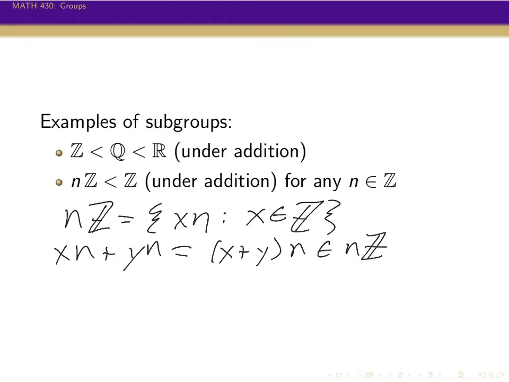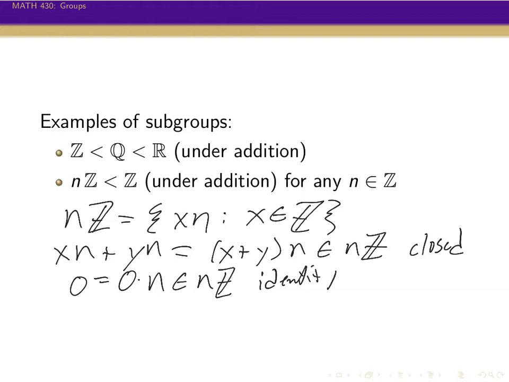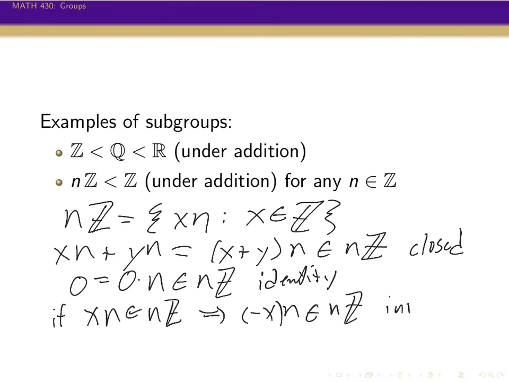So this means that we are closed. 0 is equal to 0 times n, and so it is in nZ. So we have our identity. And if we have something x times n in here, then minus x times n is in here as well, and so we have our inverses. Okay, so it fulfills all the properties of being a group.